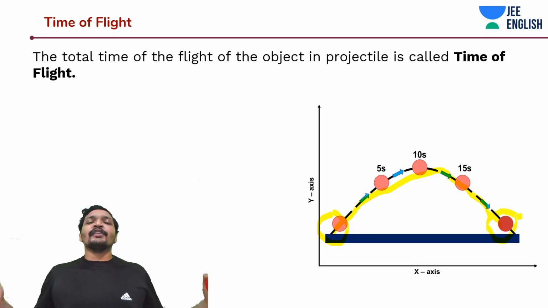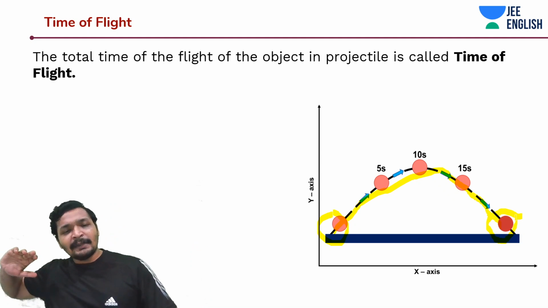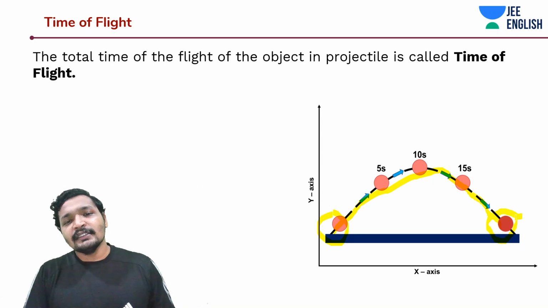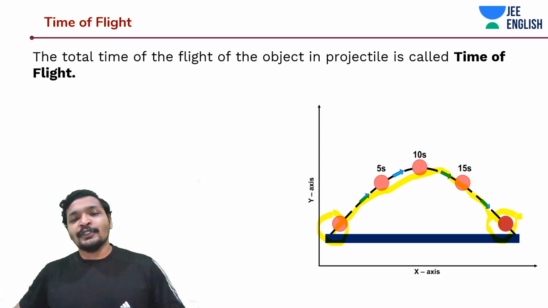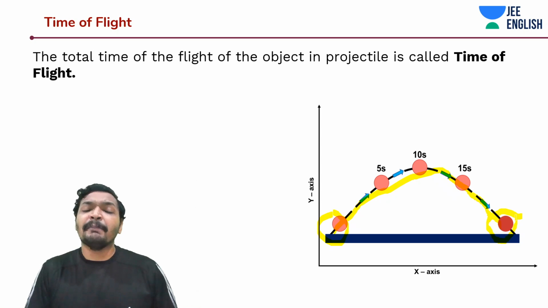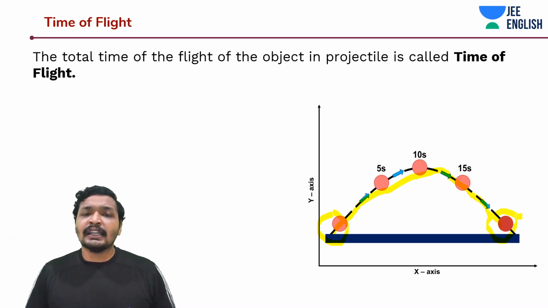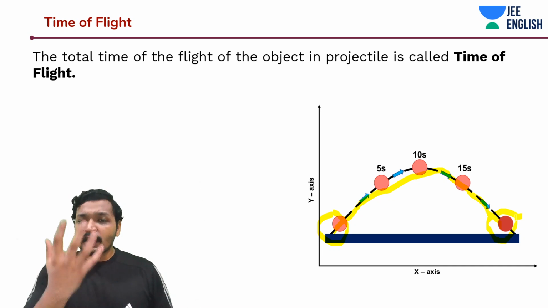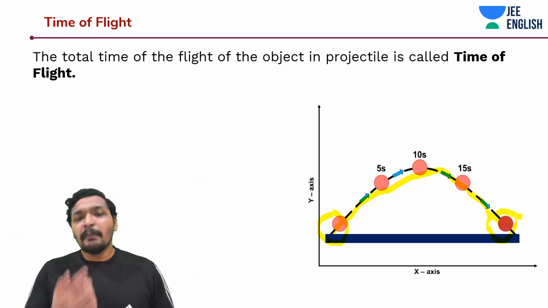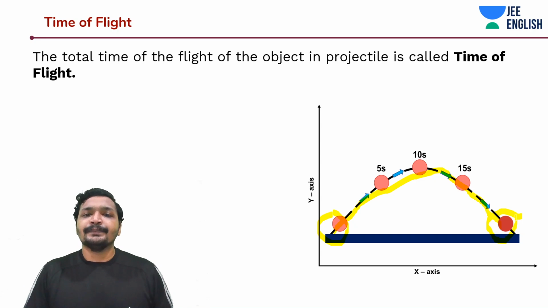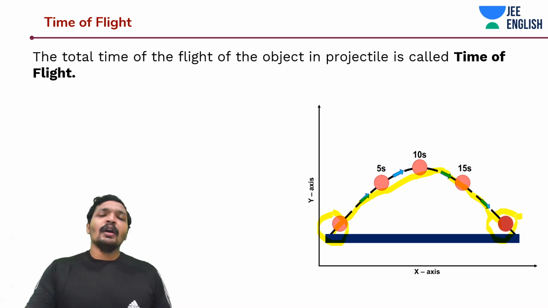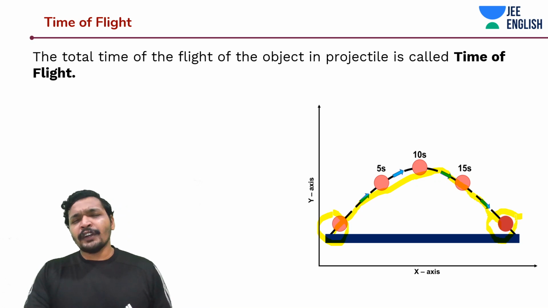Else there is always velocity along the x-axis. It can keep traveling infinitely, at least in ideal projectile motion. But the y-axis component is restricted. It is decelerated or accelerated by gravity. Once it is coming down, it is being accelerated, but it has to come to the ground level and halt over there. Okay, so what will you do for time of flight?